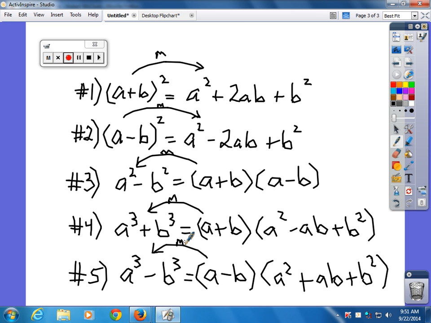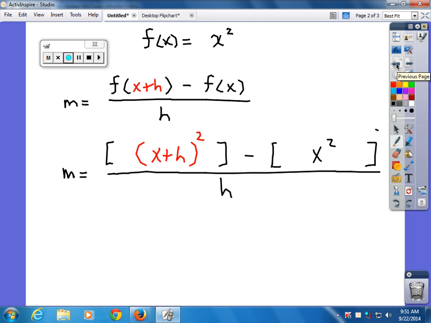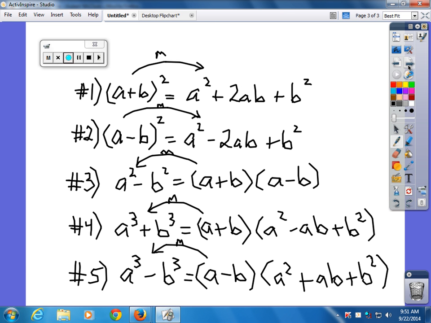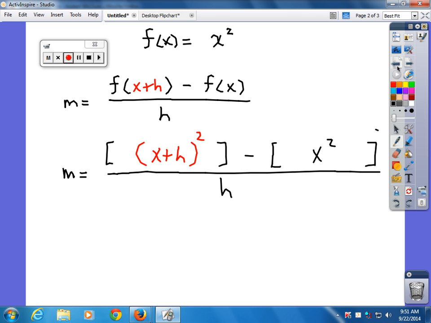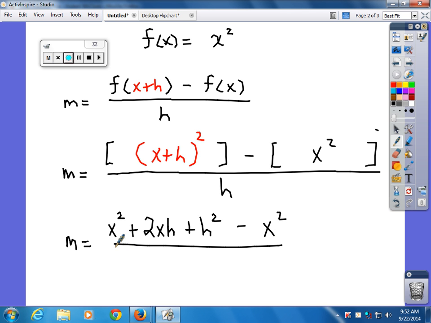So let's go back to the original problem. And what do we have here? Shortcut number what? Number 1. And it's going to look like this when you finish. It's just going to have x's instead of this. So, m is equal to x squared plus what? 2xh plus what? H squared minus x squared over h.